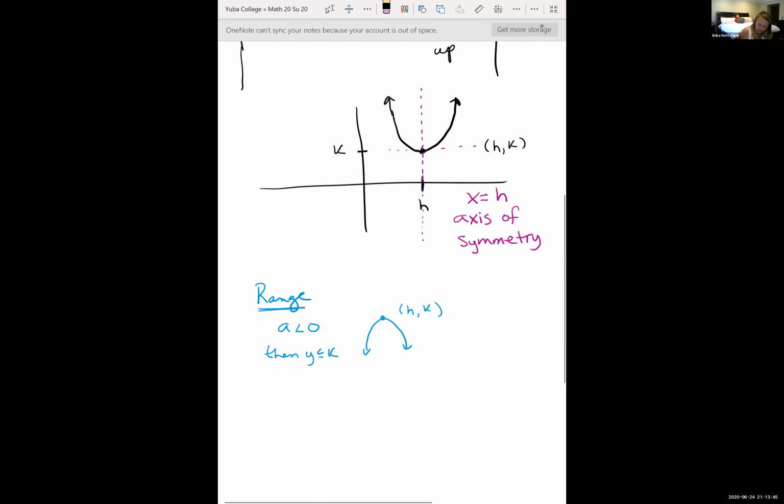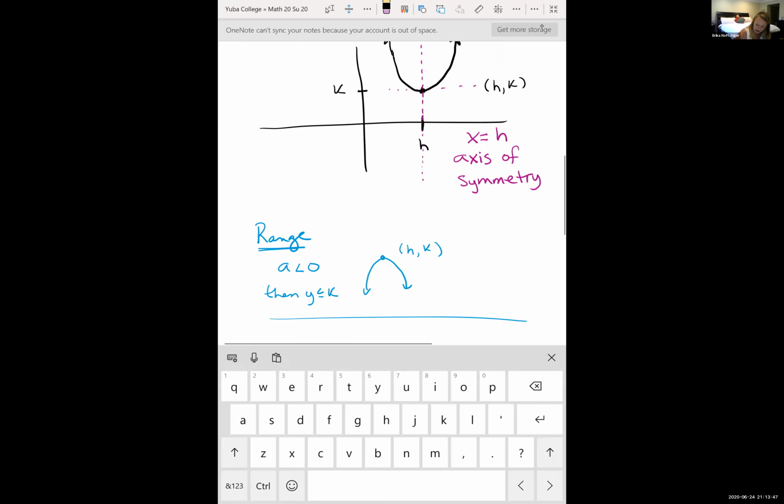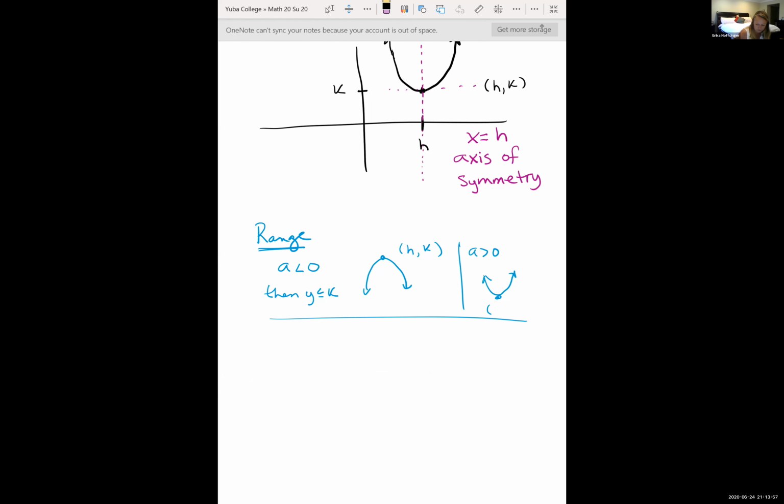If A is bigger than 0, we know our parabola faces upwards. Again, this is at HK. So our range is all of our Y values which are bigger than or equal to K, and hit all those Y values above.